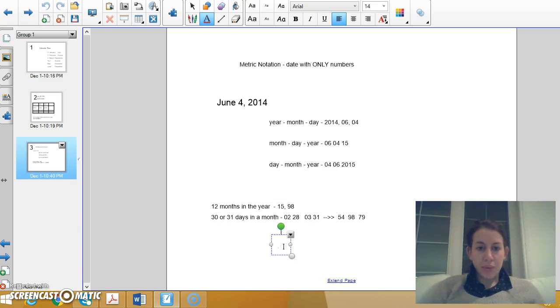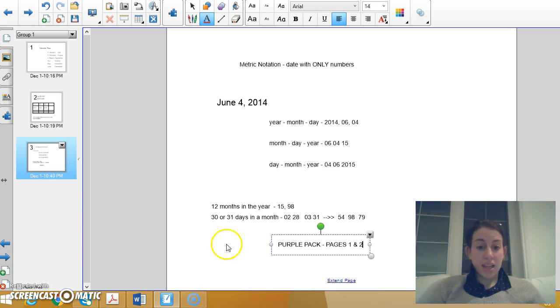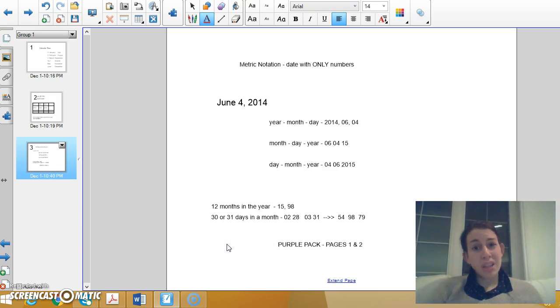What I'd like you to do right now is, after you've written some notes in your notebook that help you understand metric notation, go into your purple pack and work on pages 1 and 2. These discuss metric notation. Remember to read the instructions really carefully. If you don't understand what metric notation is, go back to your notes, come back to the video, but work really diligently on trying to push through those challenges when you're like, what is this asking me? Read carefully and work through it.